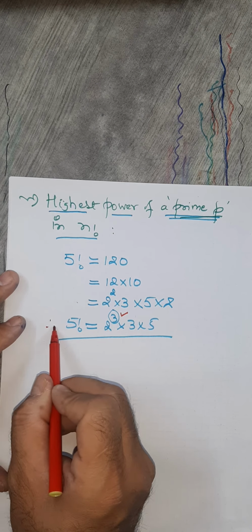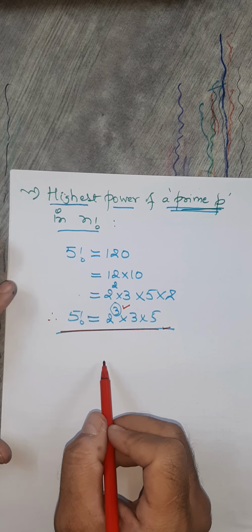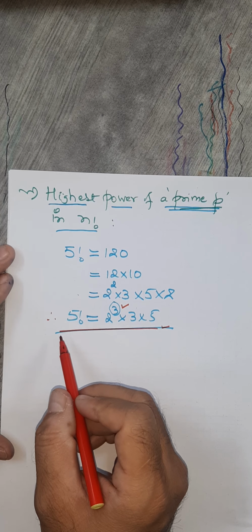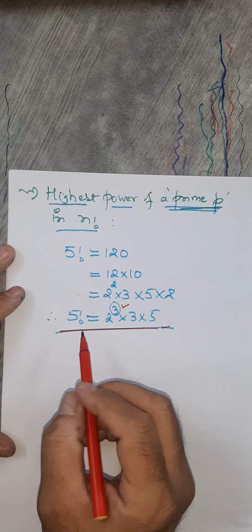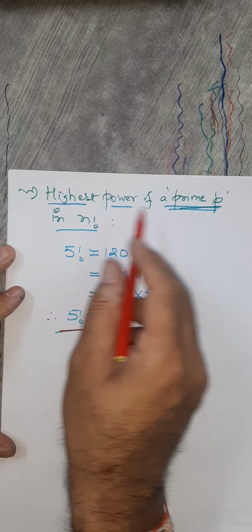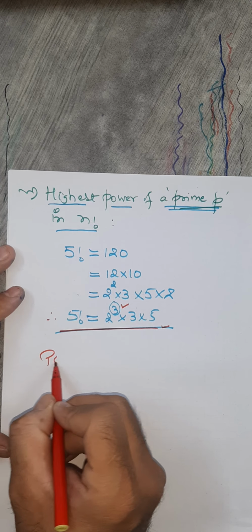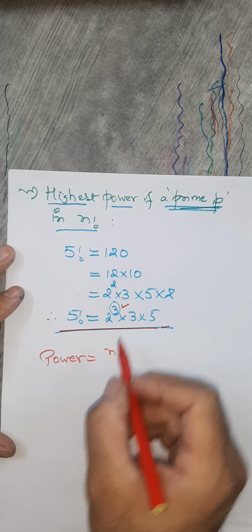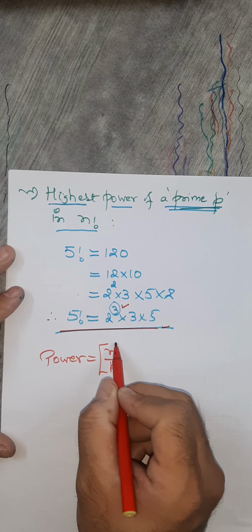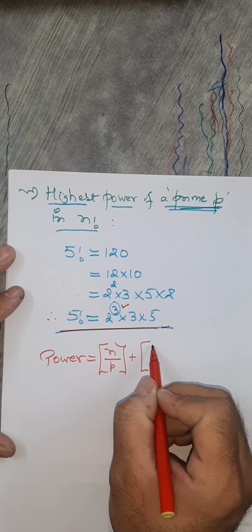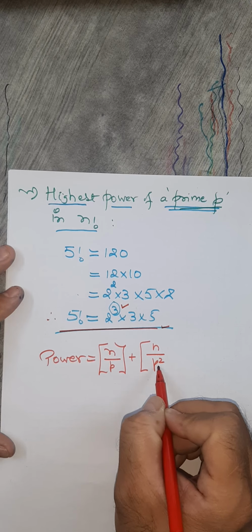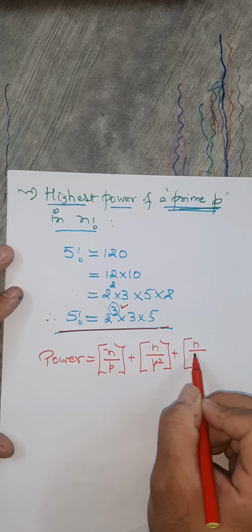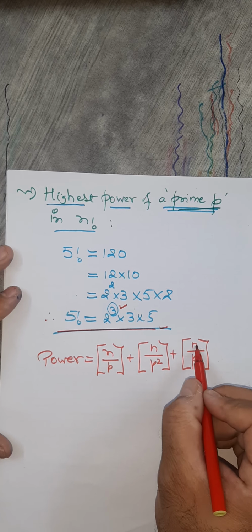Now here you could answer all the questions very easily because 5 factorial is a comparatively small number, but if you are asked about 20 factorial, then it becomes difficult. So this is the formula. Power equals highest power, remember, this is the formula: n by p, then take the box value, plus n by p squared, where p means prime and box value is the box function, plus n by p cube, and so on.